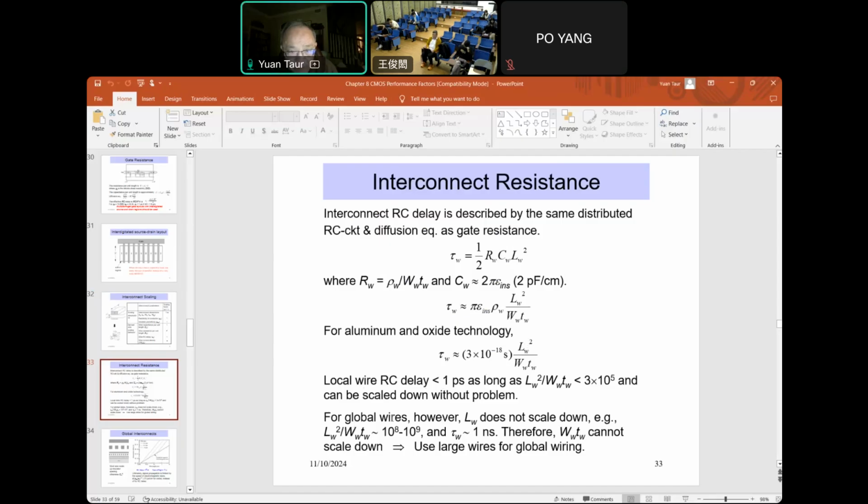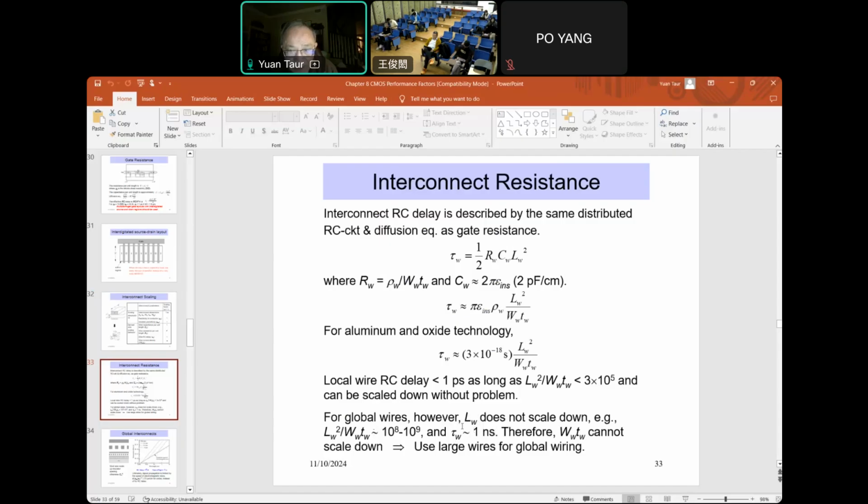But global wires, however, are a problem. Global wires have a length on the order of chip size, something like 1 centimeter, and so it doesn't matter how small the wire or the transistors are. The length does not scale down because chip size doesn't change much. You just put more and more circuits into the chip. In that case, you put this number in, and you get a wire delay of 1 nanosecond.